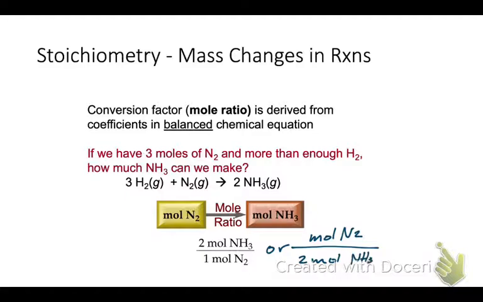So we can use any mole to mole ratio and write it as 2 conversion factors. We end up using the one we need for a given problem.